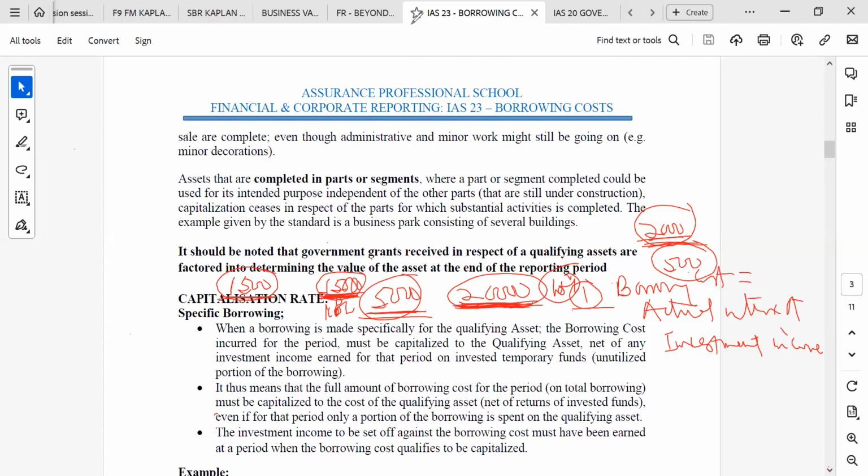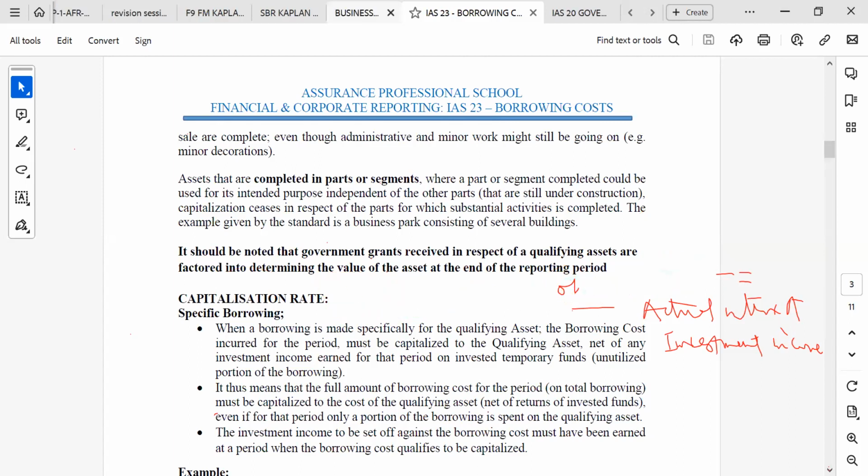Let's pick 2 questions on the specific borrowing, then we move on. Then we pick 2 questions on the general borrowing too. Then we know that we are done with borrowing costs. All right.